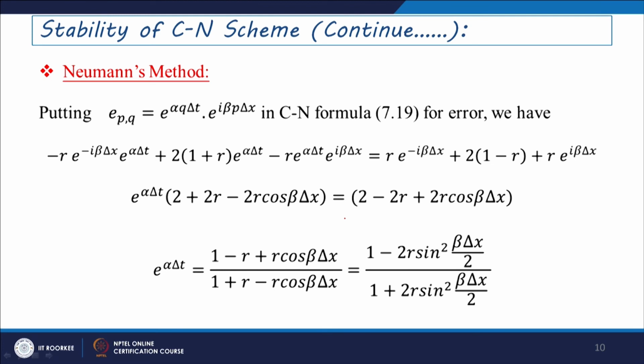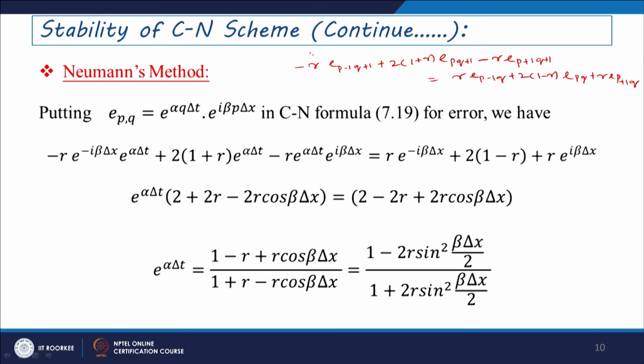So if you just see our earlier formulation, you can visualize that these coefficients are taken in the form of minus r e p minus 1 q plus 1, plus 2 into 1 plus r e p q plus 1, minus r e p plus 1 q plus 1. This is just taken as r e p minus 1 q plus 2 into 1 minus r e p q plus r e p plus 1 q here.